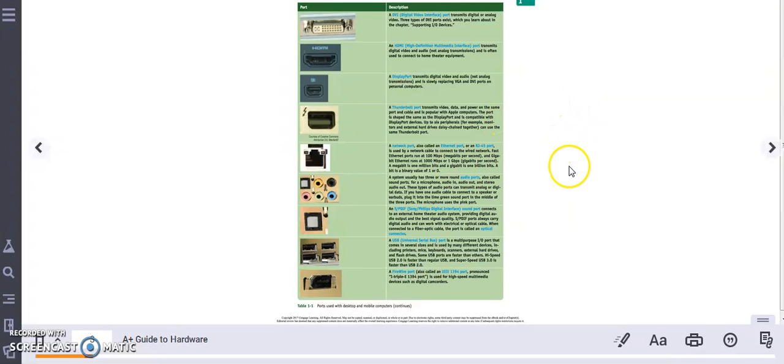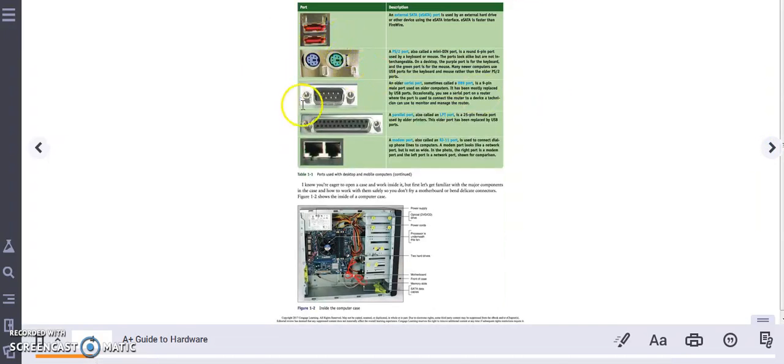But here from pages 3 to 5, the textbook talks about different types of connectors that are found on desktop computers. So pay particular attention to this. Like here's RJ45, which is the network port. Here's for audio. USB, which is very common, HDMI, DVI for LCD, for instance. And then we have more ports here.